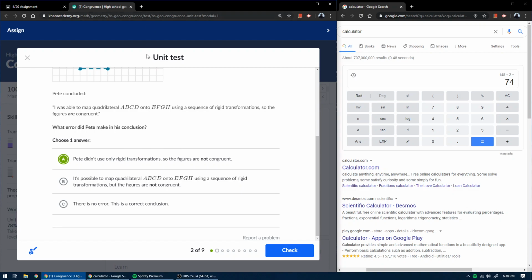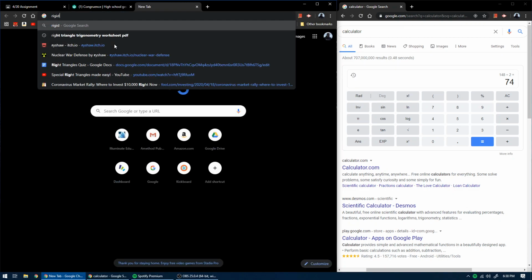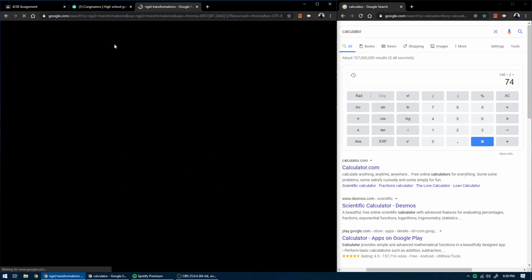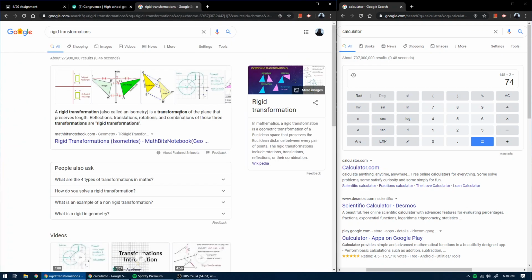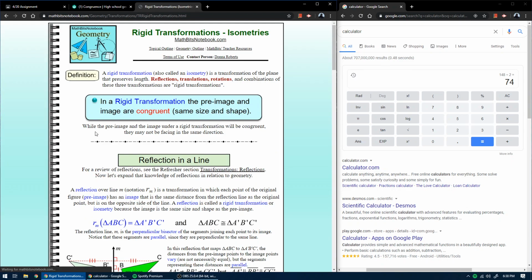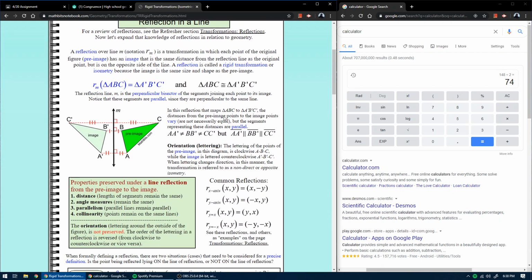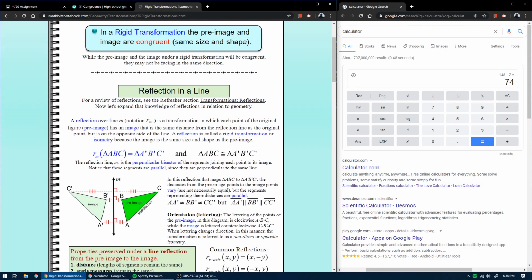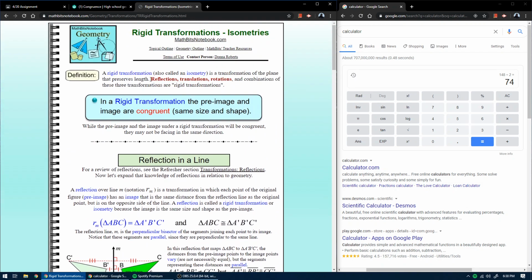I just want to clarify. So let's look it up. Rigid transformations. What are they? A transformation in a plane that preserves length. So you see here that with rigid transformations, the pre-image and the image are congruent. This webpage looks kind of weird and old, but you can see that only reflections, translations, and rotations are rigid, right? I can reflect something, I can translate it, I can rotate it, because that's rigid. It keeps the same shape and size.